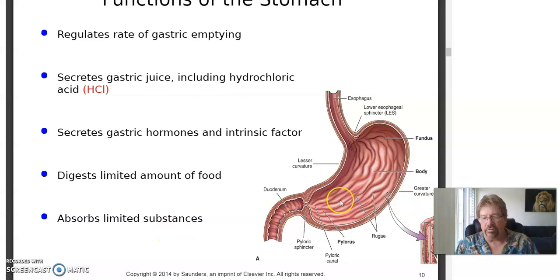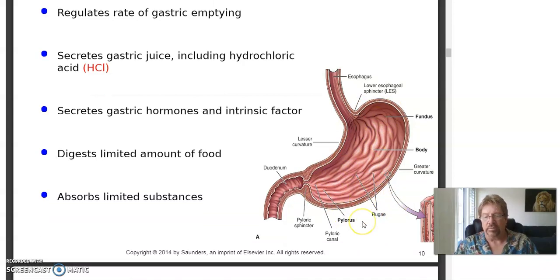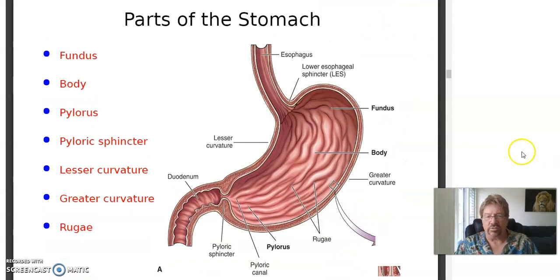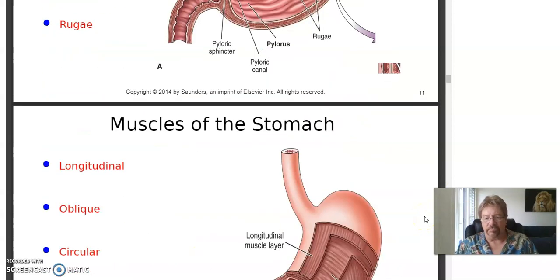The interior of the lining of the stomach is in rippled ridges called rugae. Probably wouldn't hurt to know that. That would be a pretty good test question. Okay, now we pretty much answered all these. Lower esophageal sphincter, pyloric sphincter, fundus, body, pylorus, greater curvature, lesser curvature. First part of the small intestine is called the duodenum.